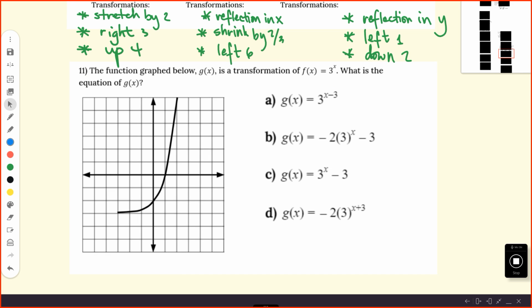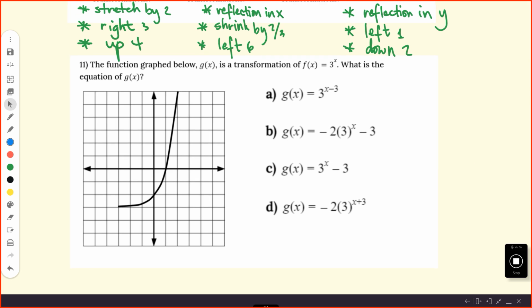Okay, let's do this. So we're going to be having our quiz because we'll be done with the first 3 lessons. That's half of unit 2. It's just a short unit. So we're going to have our quiz on Wednesday. Sometimes I will give you graphs, and then from the graph, you're going to determine the equation. Okay? So number 11, the function graph below, g of x is a transformation of this. What is the equation of g of x?